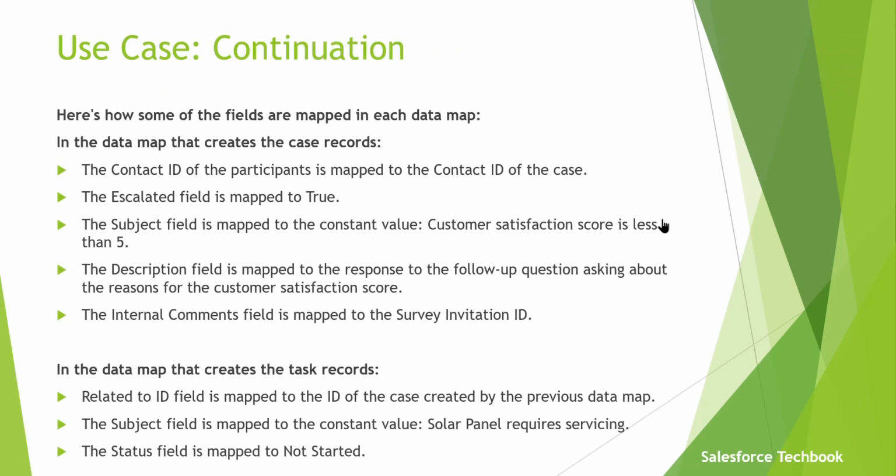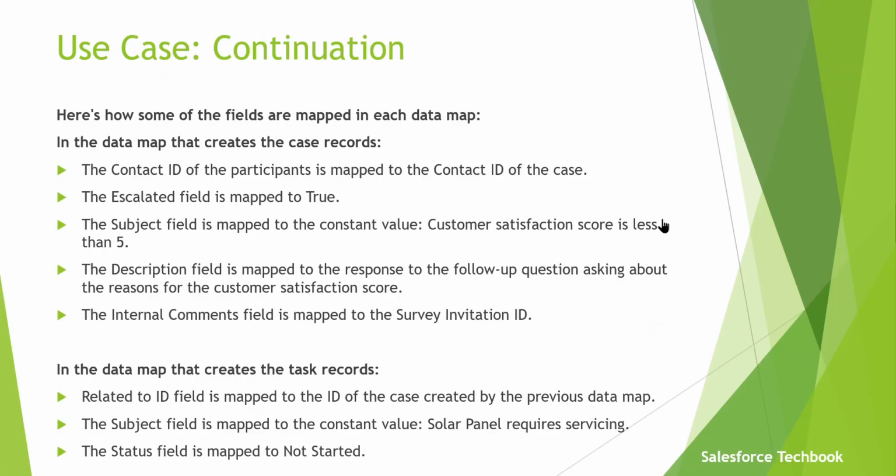Here's how some of the fields are mapped in each data mapping. In the data map that creates the case record, the contact ID is mapped to the participant, and we can declare the status to be escalated, and the subject field is mapped to a constant value like customer is not satisfied, and the description field is mapped to the response to the follow-up question asking about the reasons for the customer satisfaction score. And we can also add other fields based on the reference.